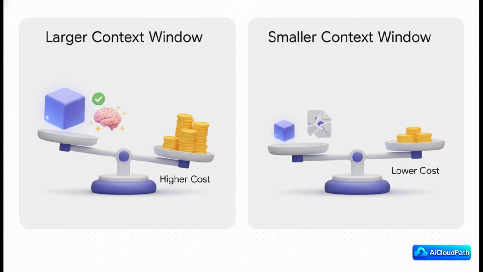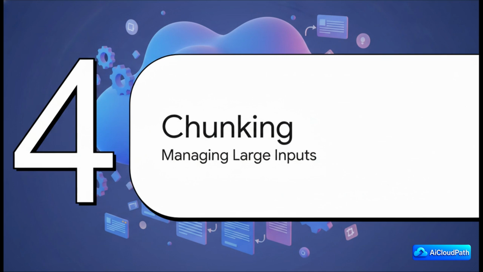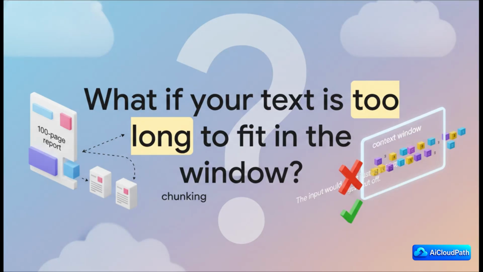So if a model has this fixed memory limit, what on earth happens when you need it to analyze something huge like a 100-page research paper? Well, that's where our next concept saves the day, chunking. Yeah, you hit a hard limit. You literally can't just feed a 100-page report to a model whose context window can only handle, say, 10 pages worth of tokens. The other 90 pages would just get cut off and completely ignored.